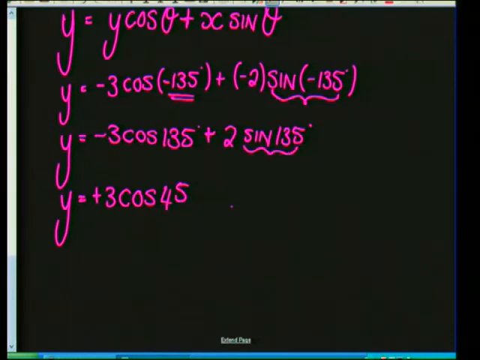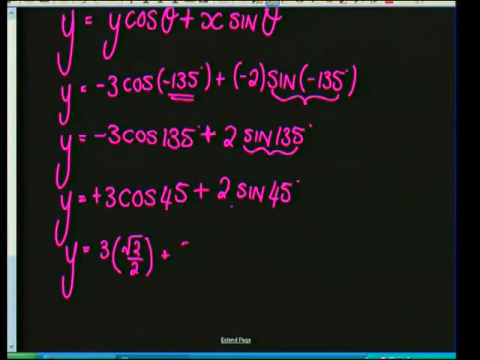And sine of 135 is in quadrant 2, where sine is positive. So therefore, the positive that is already in front of my value, multiplied by another positive, will just stay plus 2 sine 45. Okay, that's probably the hard part done. Now we have to sub in our special angles. Cos of 45, again, is root 2 over 2. And sine of 45 is root 2 over 2.